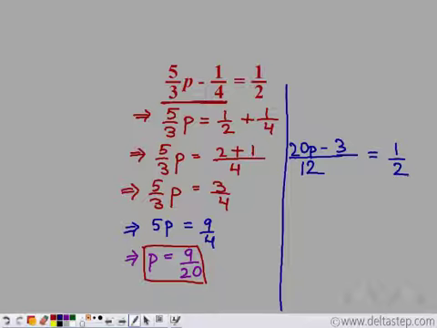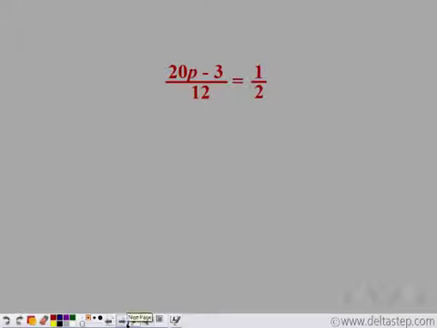So now let us solve this. So 20p minus 3 by 12 is equal to half. Now in order to solve this, we have to transpose 12 to the right hand side. Now 12 if taken to this side becomes multiplication. So it goes to the numerator. 12 is in the denominator here. If it is taken to the right hand side, it goes to the numerator of the right hand side and is multiplied with the numerator.